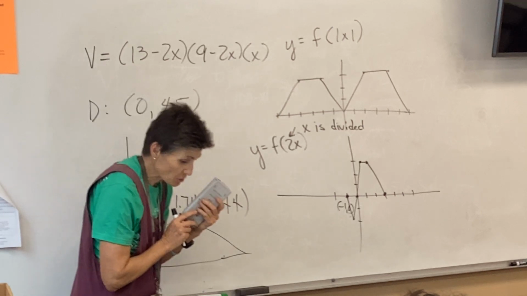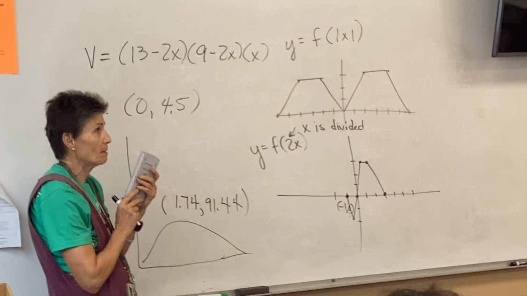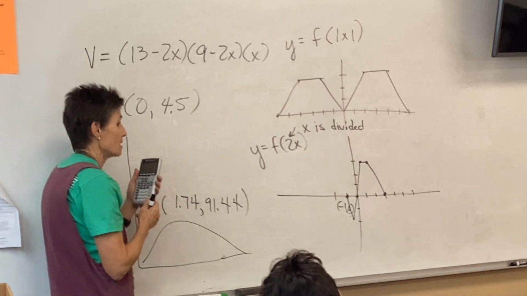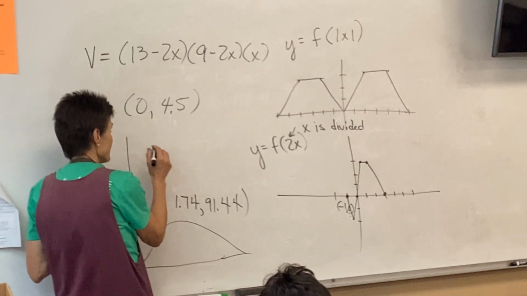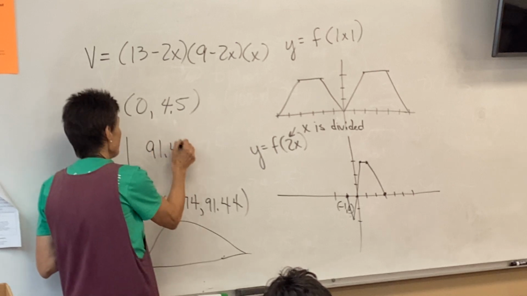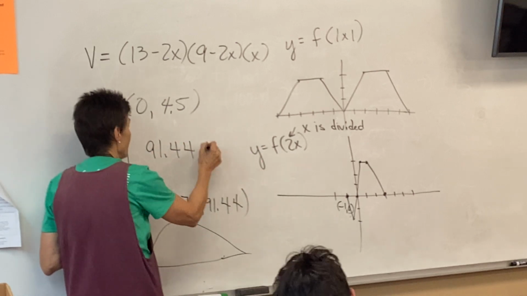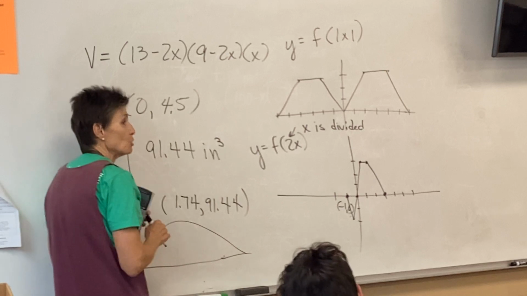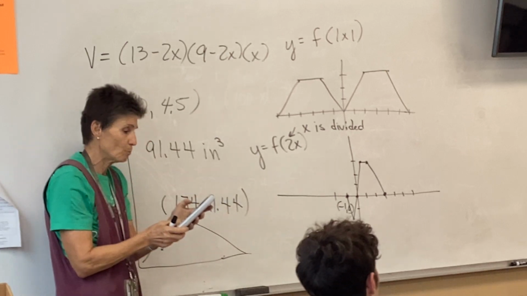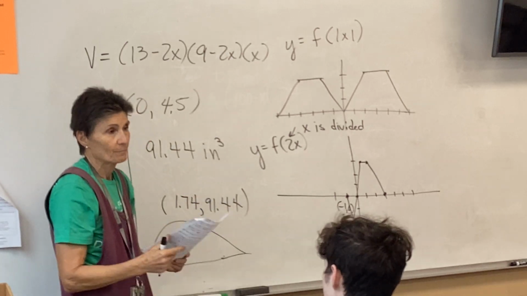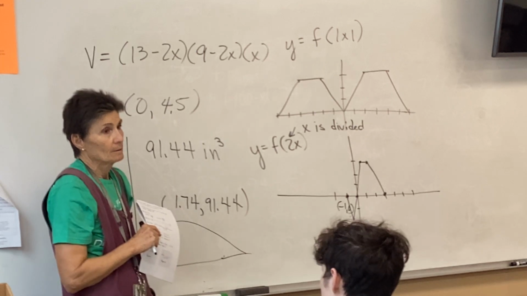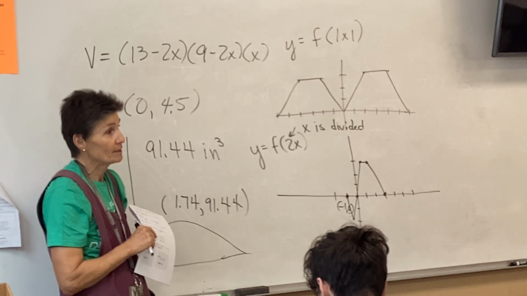So let me answer the question. Find the maximum volume of the box. The maximum volume is 91.44. Put the unit on it. Inches cubed. Cubic inches. Volume. Cubic inches. Easy.